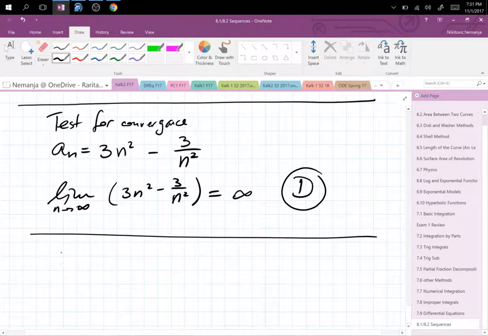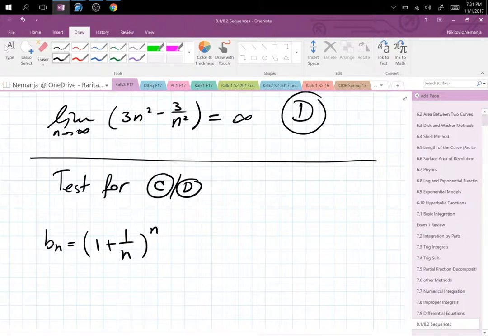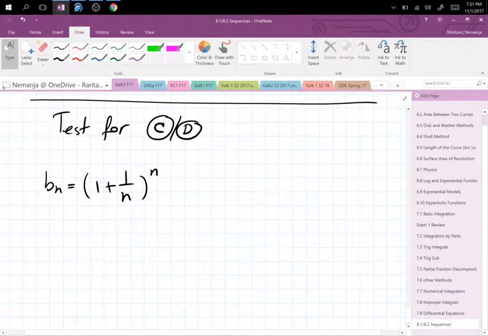One more. So b_n is equal to 1 plus 1 over n, to the n. And now you basically revert that.